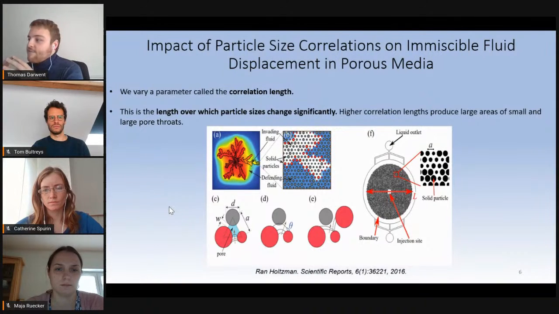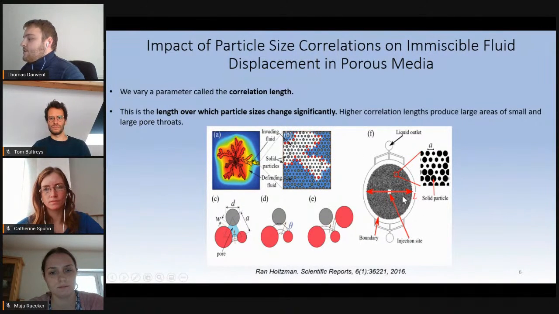So as you have pillars of similar sizes around each other, you get a higher correlation length because you've got large pillars altogether and small pillars altogether. And we have, in this case, a radial system. What we do is we fill this with a water glycerol mixture, and we withdraw the liquid through either the top or bottom outlet. And what this allows is the air to invade through the central inlet and propagate radially outwards, kind of similar to the figure A.